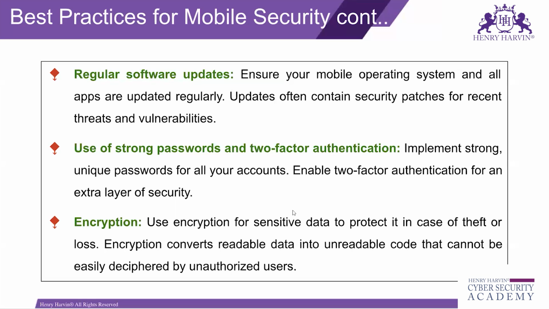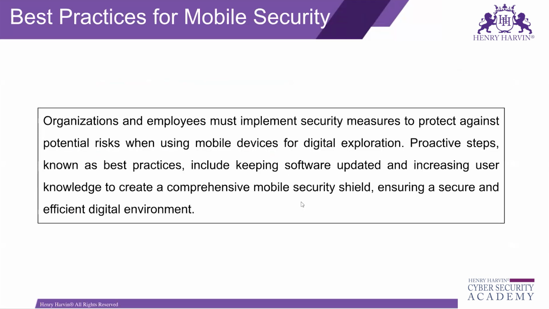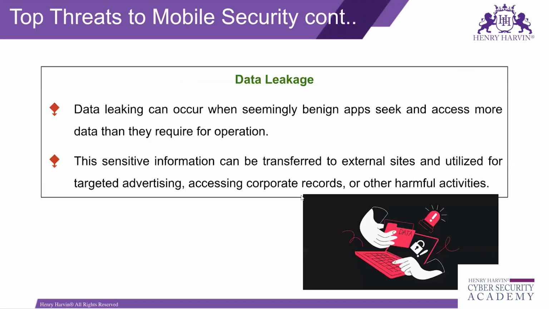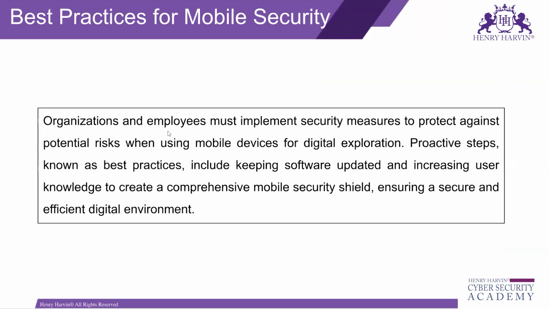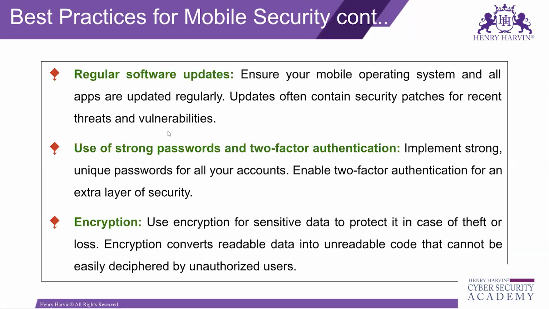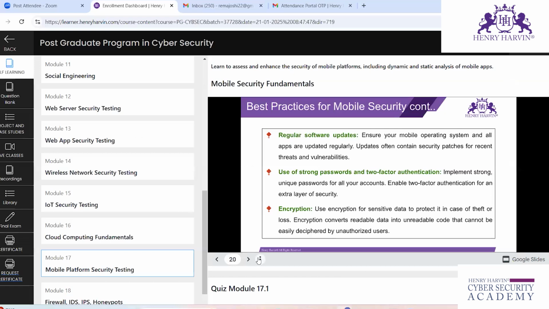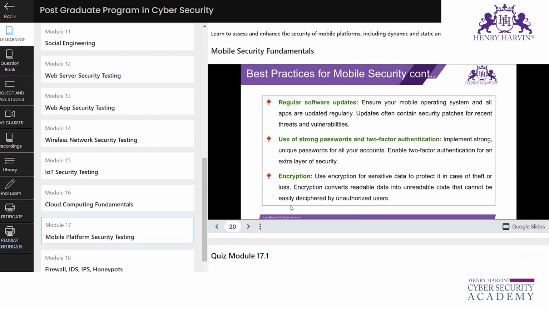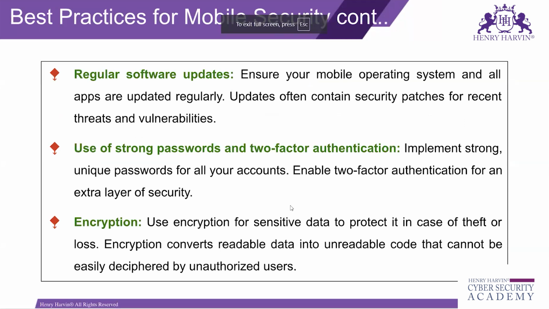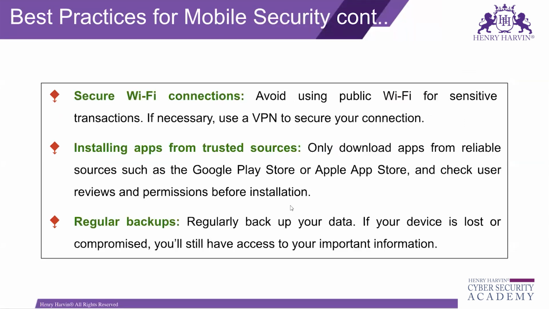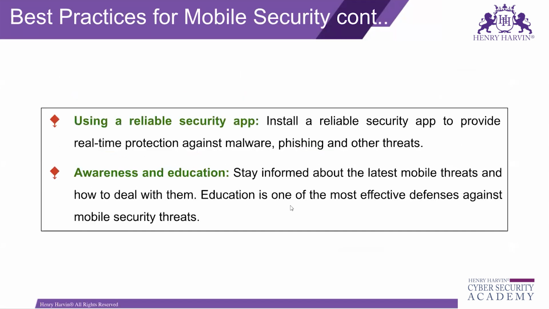We can go for regular software updates, strong passwords we can use, two-factor authentication or multi-factor authentication. Can use encryption, use of encryption for sensitive data. Organizations and employees must implement security. Because of all these things, data leakage can be there. So you understood the data leakage part. So now regular software updates can be there. When we are talking about the best practices, we can say regular software updates, strong passwords and two-factor authentication. Always there should be a secure Wi-Fi connection, installing apps from trusted sources, regular backups can be there, reliable security apps we can use.